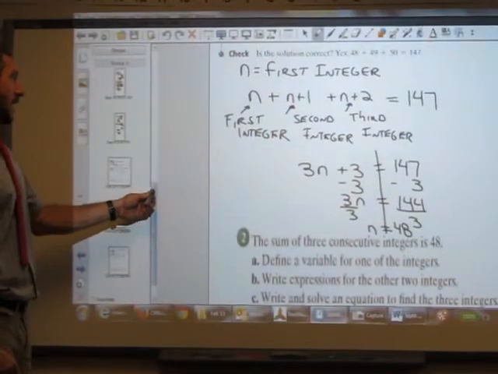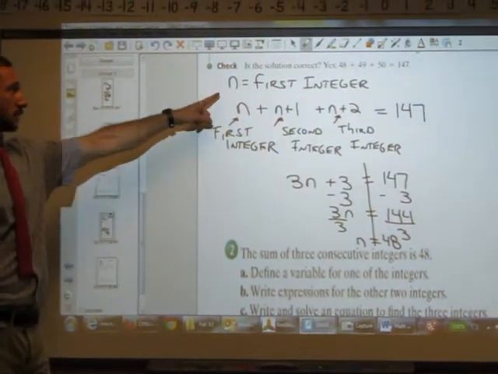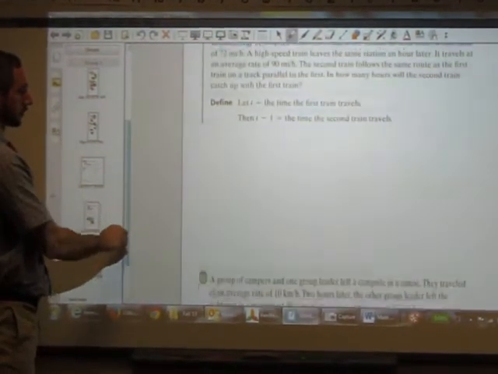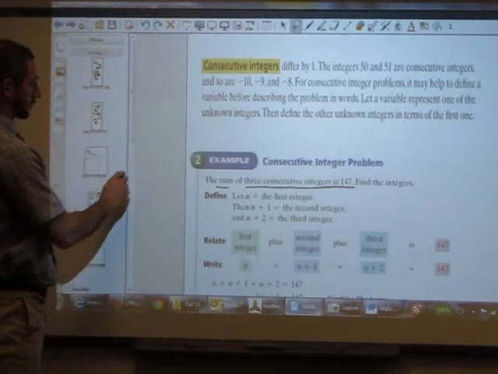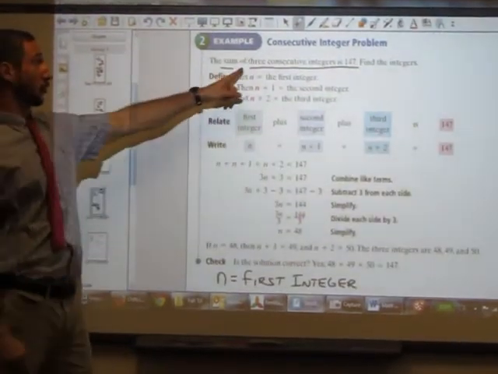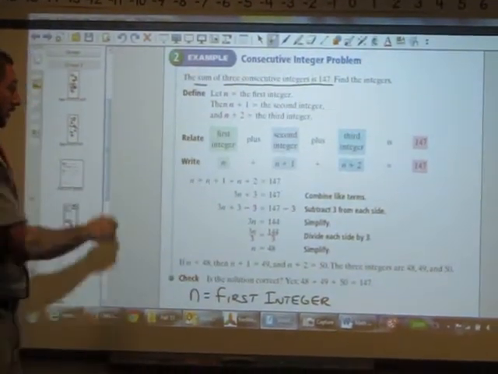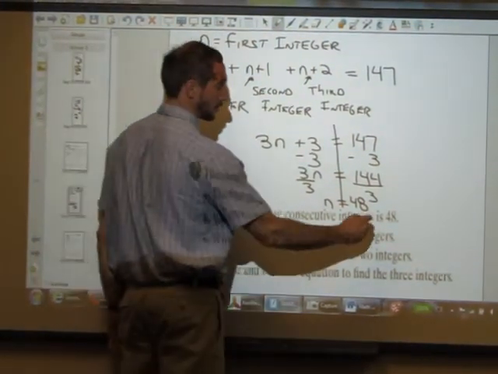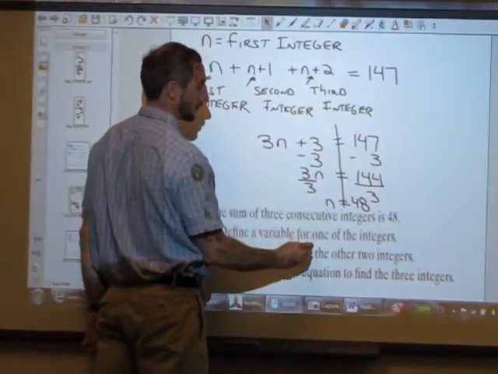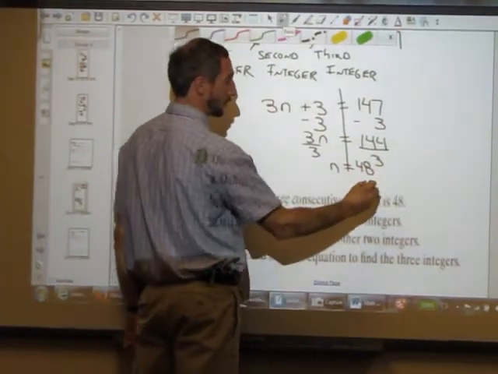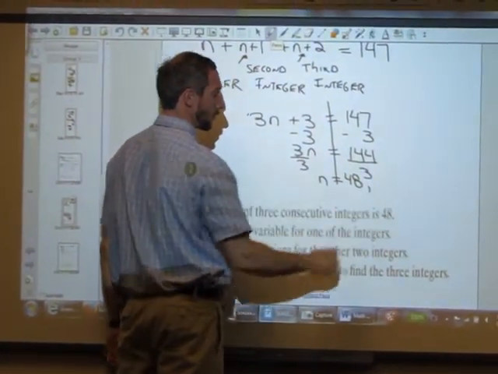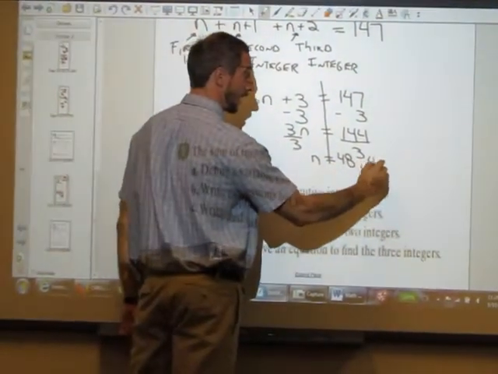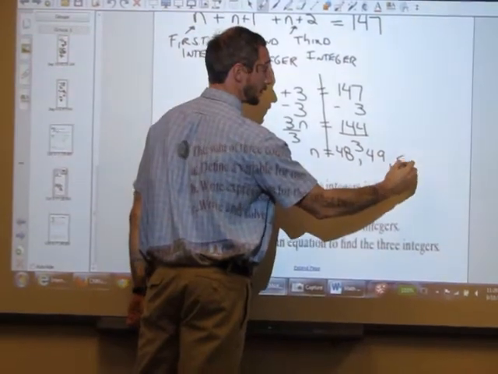Now let's go back and take a look at our problem. First of all, what did we define n to be? The first integer. What are they asking for? The 3 consecutive integers. Okay, so we've got the first integer. What's going to be our next integer? n plus 1. Which is what? 49. What's our next consecutive integer after 48, guys? 49 and 50.